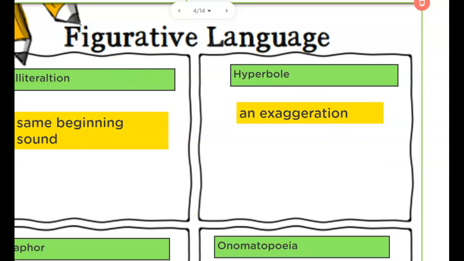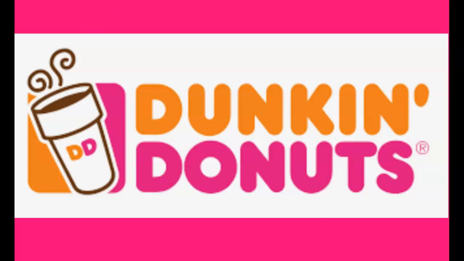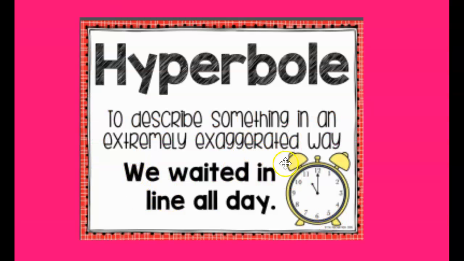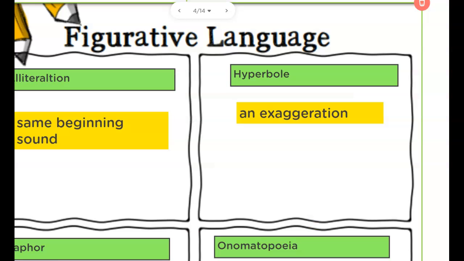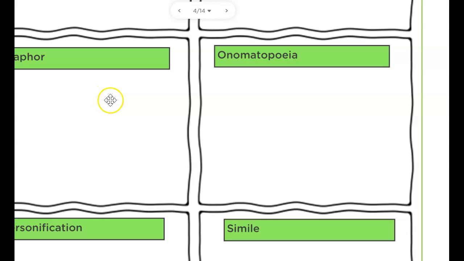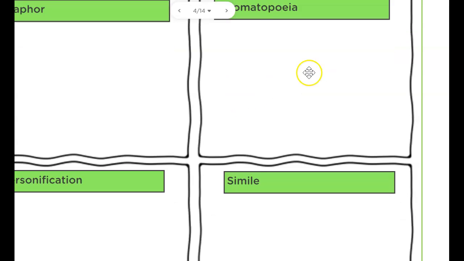So an example of a hyperbole might be something like, we waited in line all day, when you probably just waited for a long time. It means something different than what it says. Today we're going to be learning about metaphors, onomatopoeia, and similes. Let's go ahead and begin.